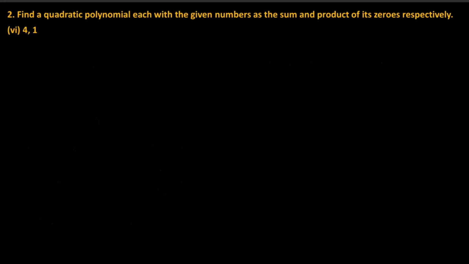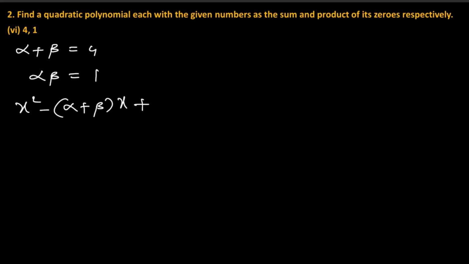Next question. The last question is alpha plus beta is equal to 4. Alpha into beta is equal to 1. X square minus alpha plus beta into x plus alpha beta is equal to 0. Directly x square minus 4x plus 1 is equal to 0 is our final polynomial.